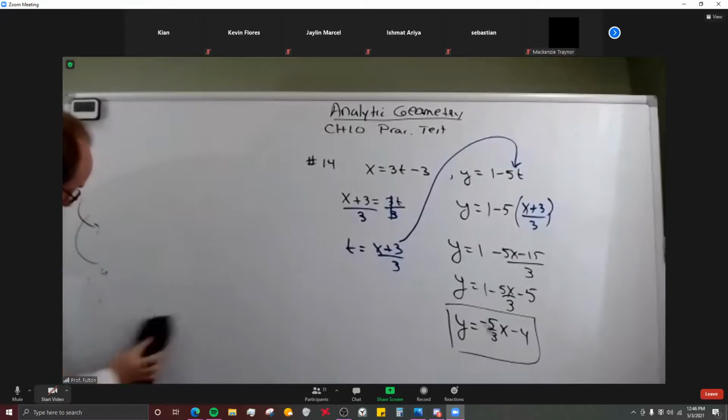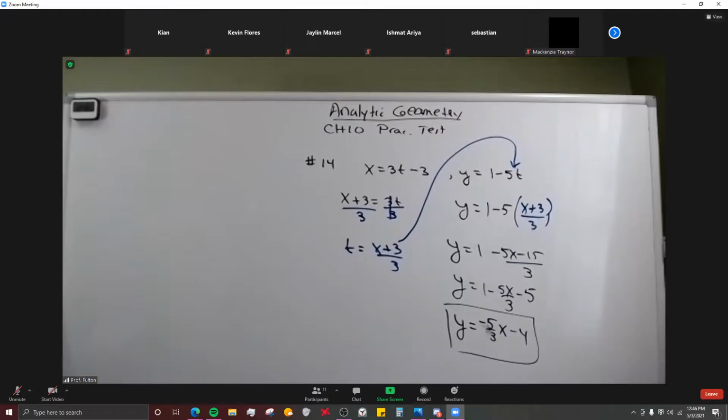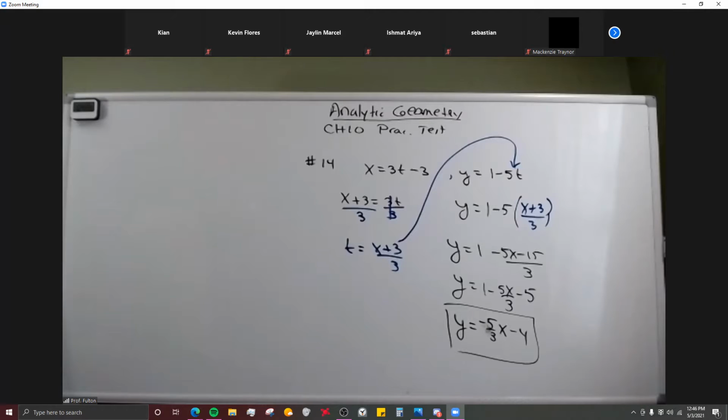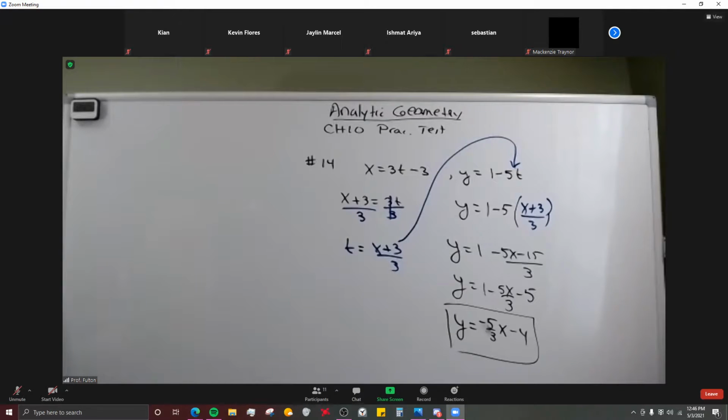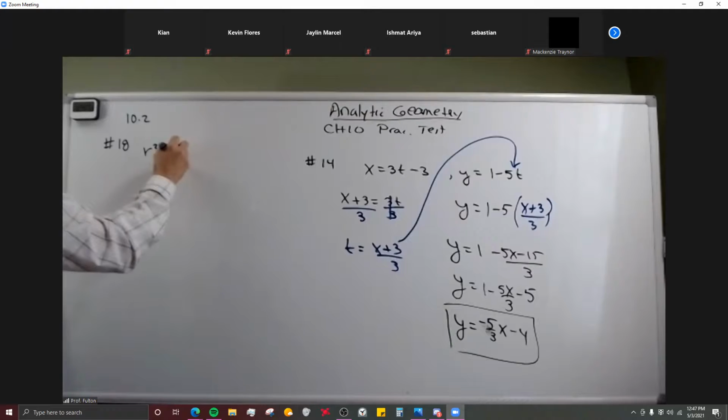10.2 exercise. See what it is. Okay, convert the following polar equations to Cartesian form. So number 18 looks like this. And it's in 10.2. And we have r squared is equal to 2 times the sine of theta.